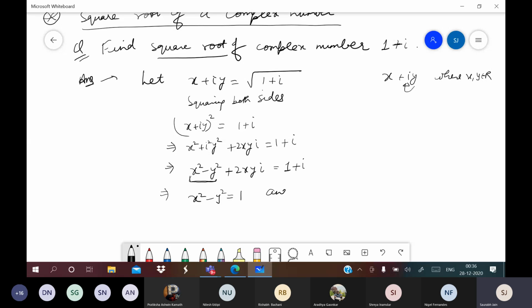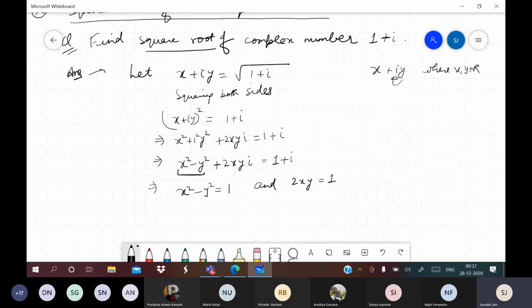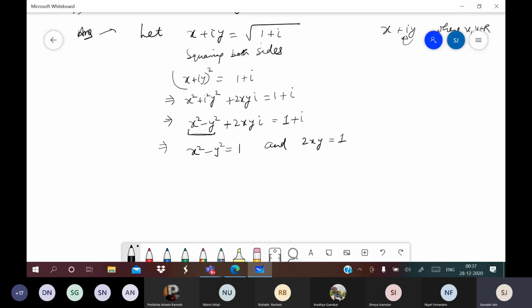Now similarly, the imaginary part, which is 2xy on the left hand side, and the coefficient of iota on the right hand side is 1. Okay. I told you in the beginning itself, you have to find x and y. For that you need two equations, and they are right here. Okay. Now what you can do, either you can do the substitution, put the value of y in place of x in another equation and solve, or what else you can do, you can use this identity.